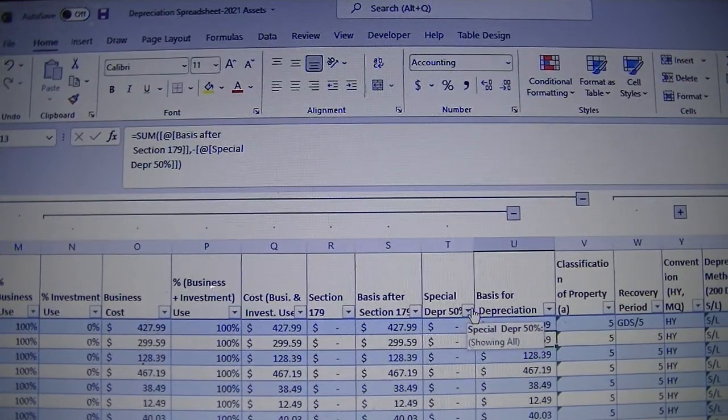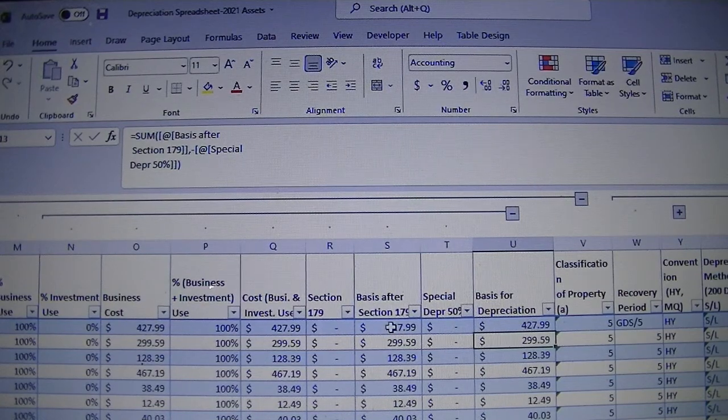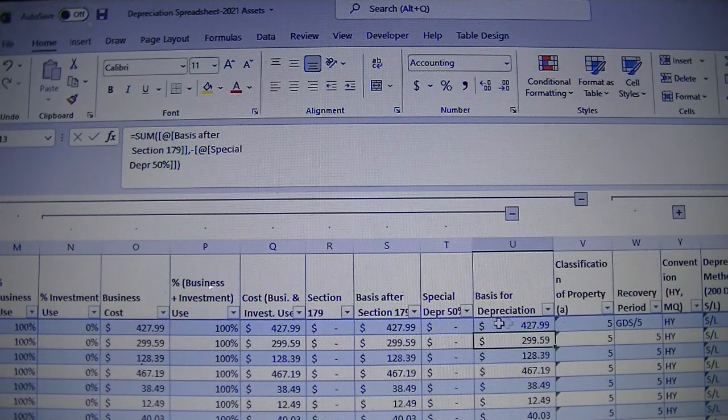So we are just going to depreciate the asset. So at this point, you could decide, and we decided that we are going to depreciate the asset. So we could easily complete the form up to basis for depreciation.